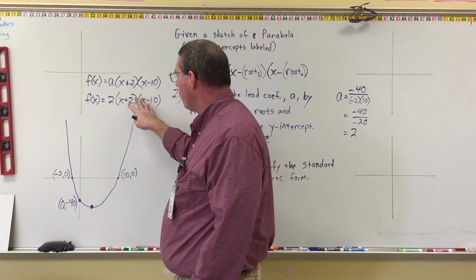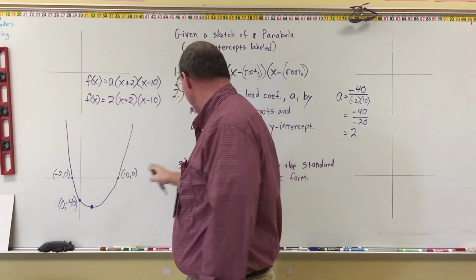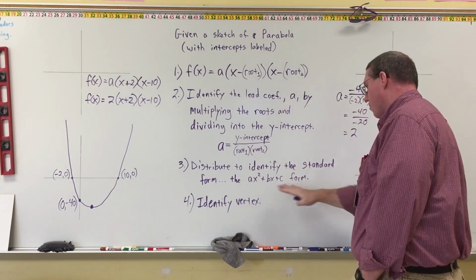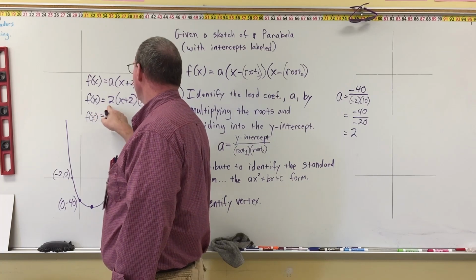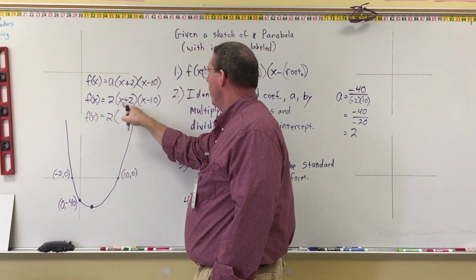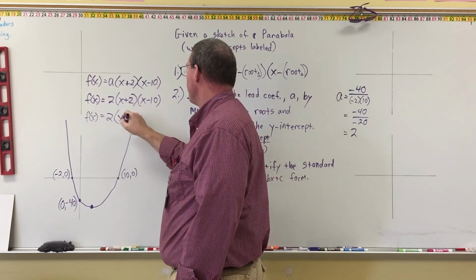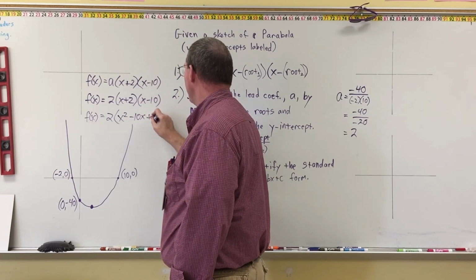Okay? Now, we're going to distribute because we don't want it in this form. Well, this is a useful form for graphing, but we want our function to be in the standard form here. So we're going to distribute to identify the standard form. And so f of x is going to be equal to, we're not going to do the 2 yet. We're just going to leave the 2 there, but we're going to distribute here. x times x is x squared. x times negative 10 is negative 10x. 2 times x is plus 2x.